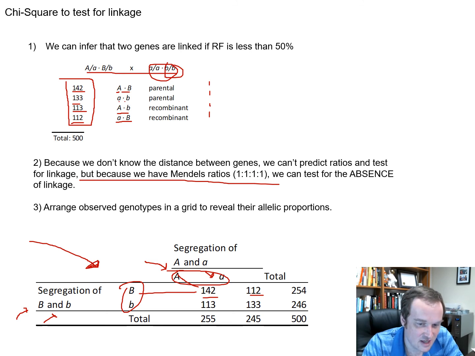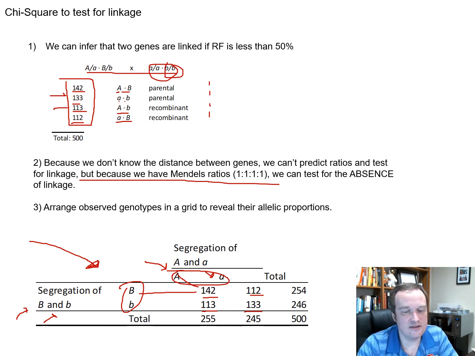Individuals that have a big A, little b, which we see right here, we put into the table. And then individuals that have little a, little b, which is this one, we put into our table. So now we're looking at the segregation patterns of these. The segregation of big A and little a is this column. So we have 255. The segregation of big A and one of the B's. The segregation of little a and one of the B's is 245.